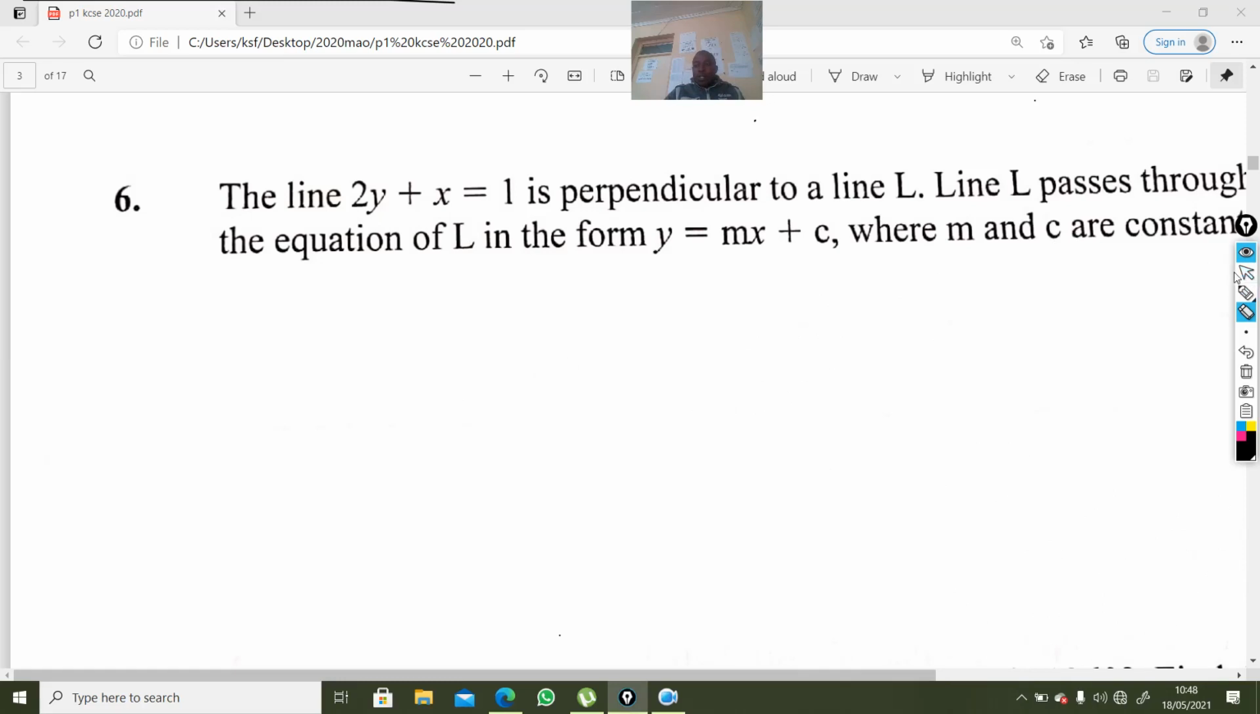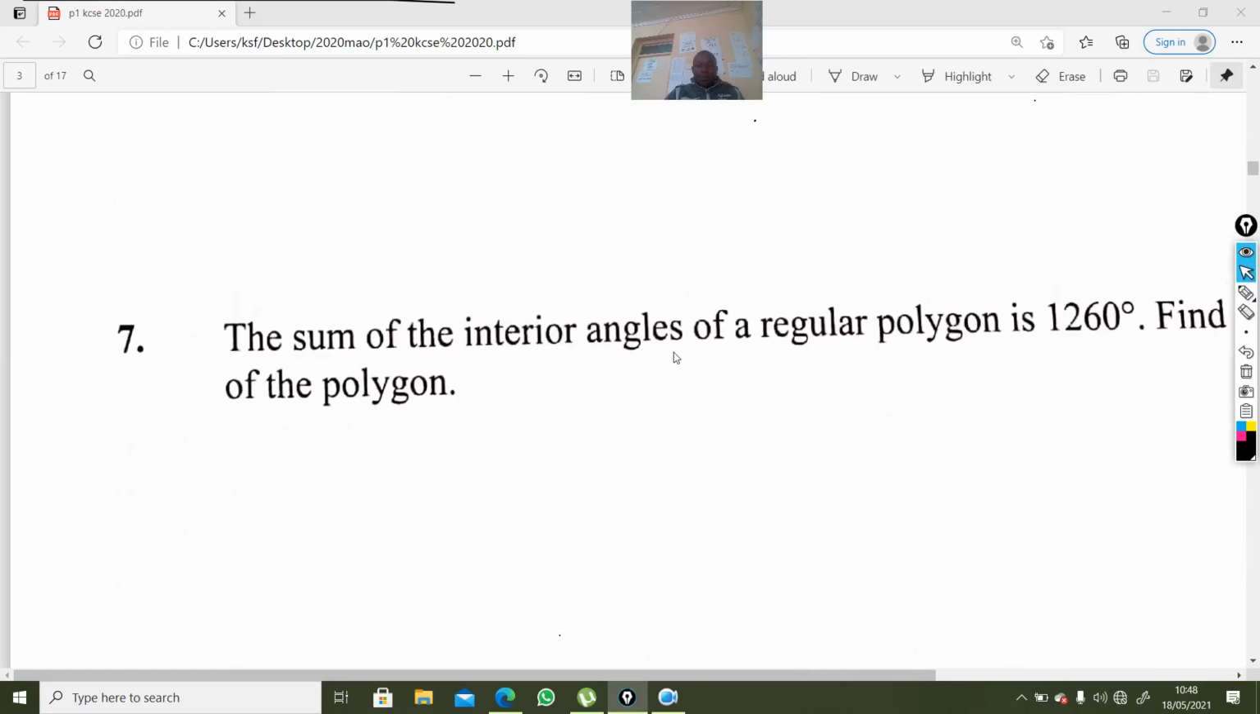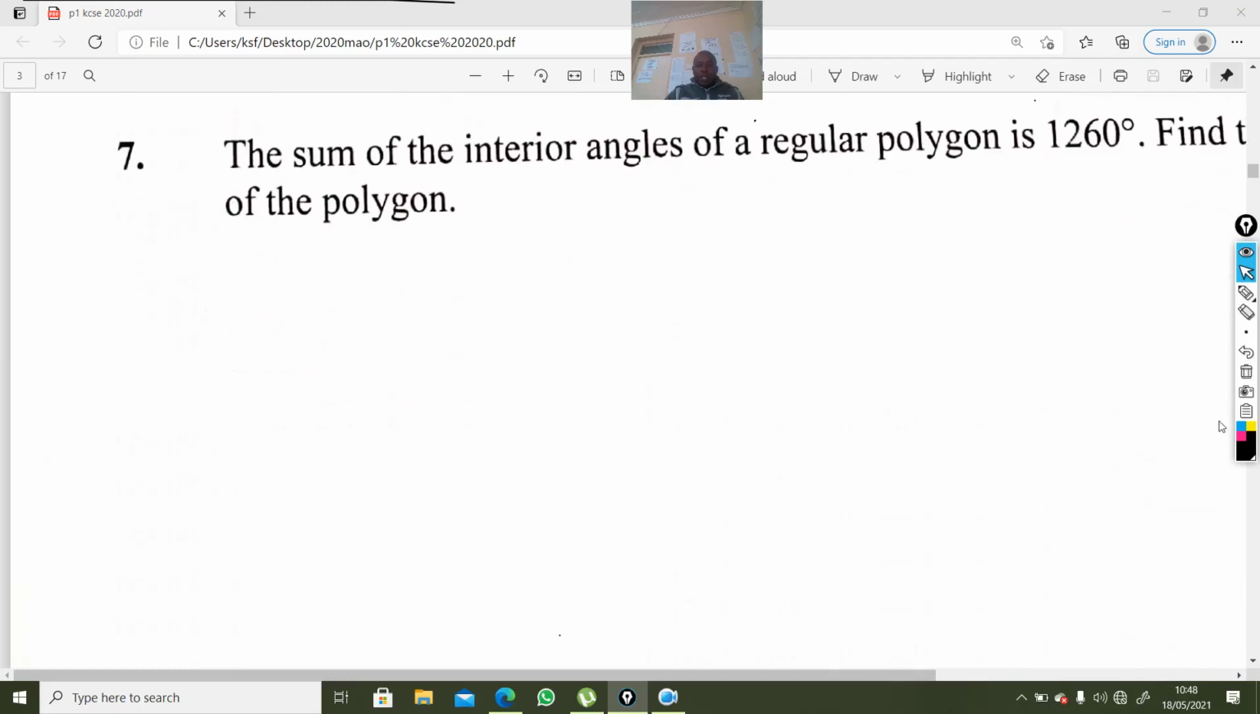Now the question required you to think of the sum of interior angles of a regular polygon being 1260 degrees. You are to find the size of each exterior angle of the polygon. So we need to find the sum of interior angles, because we are given the sum of interior angles as this.